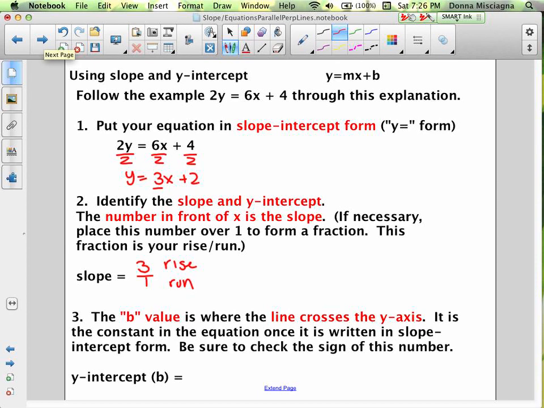The b value is where the line crosses the y-axis. It's the constant in the equation once it's written in slope-intercept form. All right, make sure you're watching the sign of the number. In this case, it is positive 2. So our y-intercept is the point (0, 2). All right, so we're going to graph our point and use our slope to get more points. And we're going to do that on the next page.